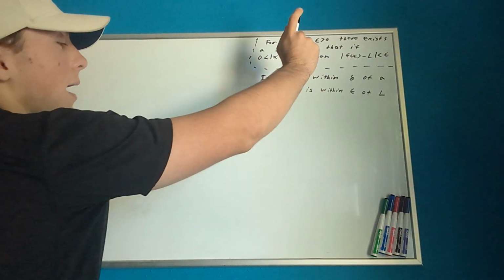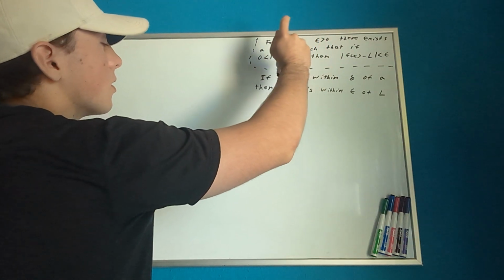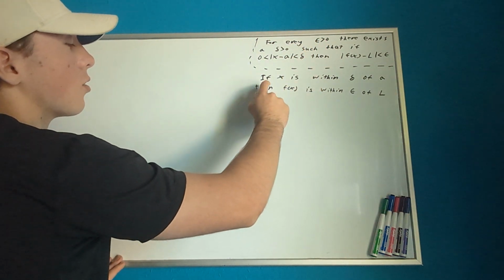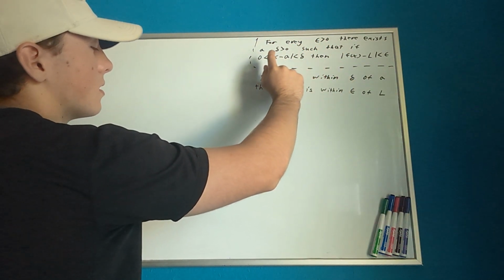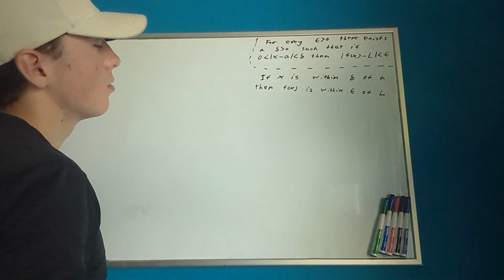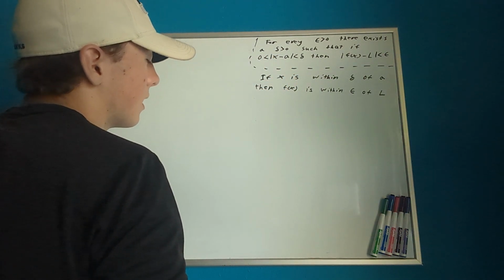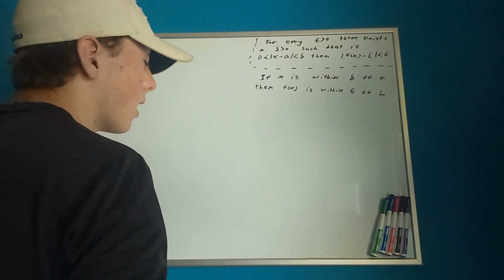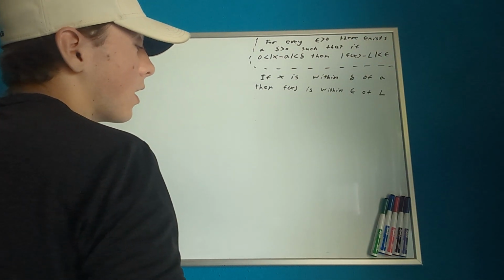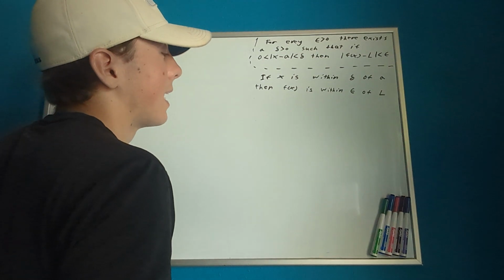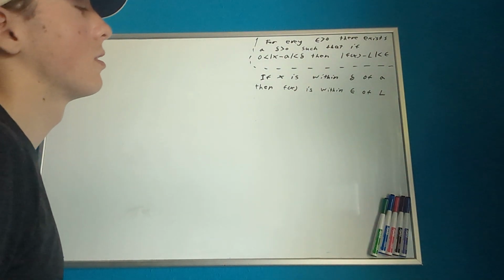For every epsilon greater than 0, there exists a delta greater than 0, such that if 0 is less than the absolute value of x minus a, which is less than delta, then the absolute value of f of x minus L is less than epsilon. So let's get into what this means.